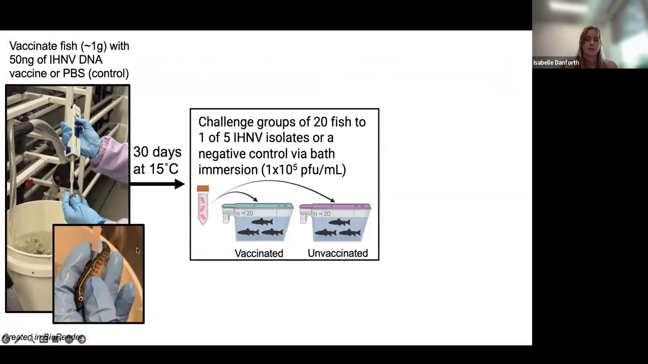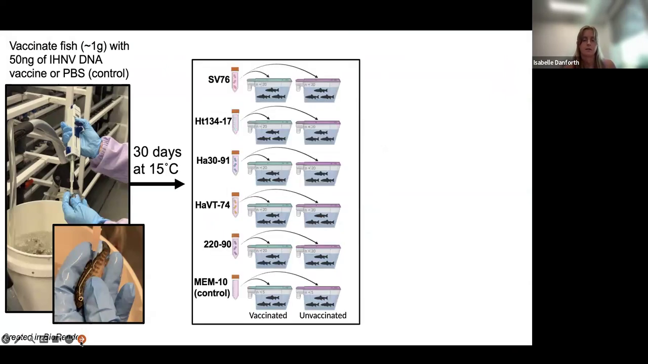And then we waited 30 days at 15 degrees Celsius to allow for the development of an adaptive immune response before challenging groups of 20 fish to one of 5 IHNV isolates or a negative control via bath immersion. These are the 5 IHNV isolates that we selected, and they will look rather familiar to you from earlier talks. We used some of Melina's data to pick these isolates because we wanted to capture the range of possible virulence, and so her data was really useful in deciding that.